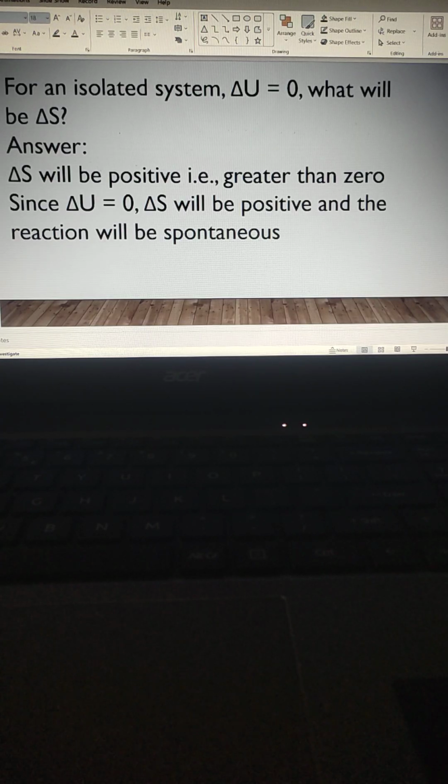Students, next question is, for an isolated system, del U is equal to 0, what will be del S? Del S will be positive, greater than 0. Since del U is equal to 0, del S will be positive and the reaction will be spontaneous.